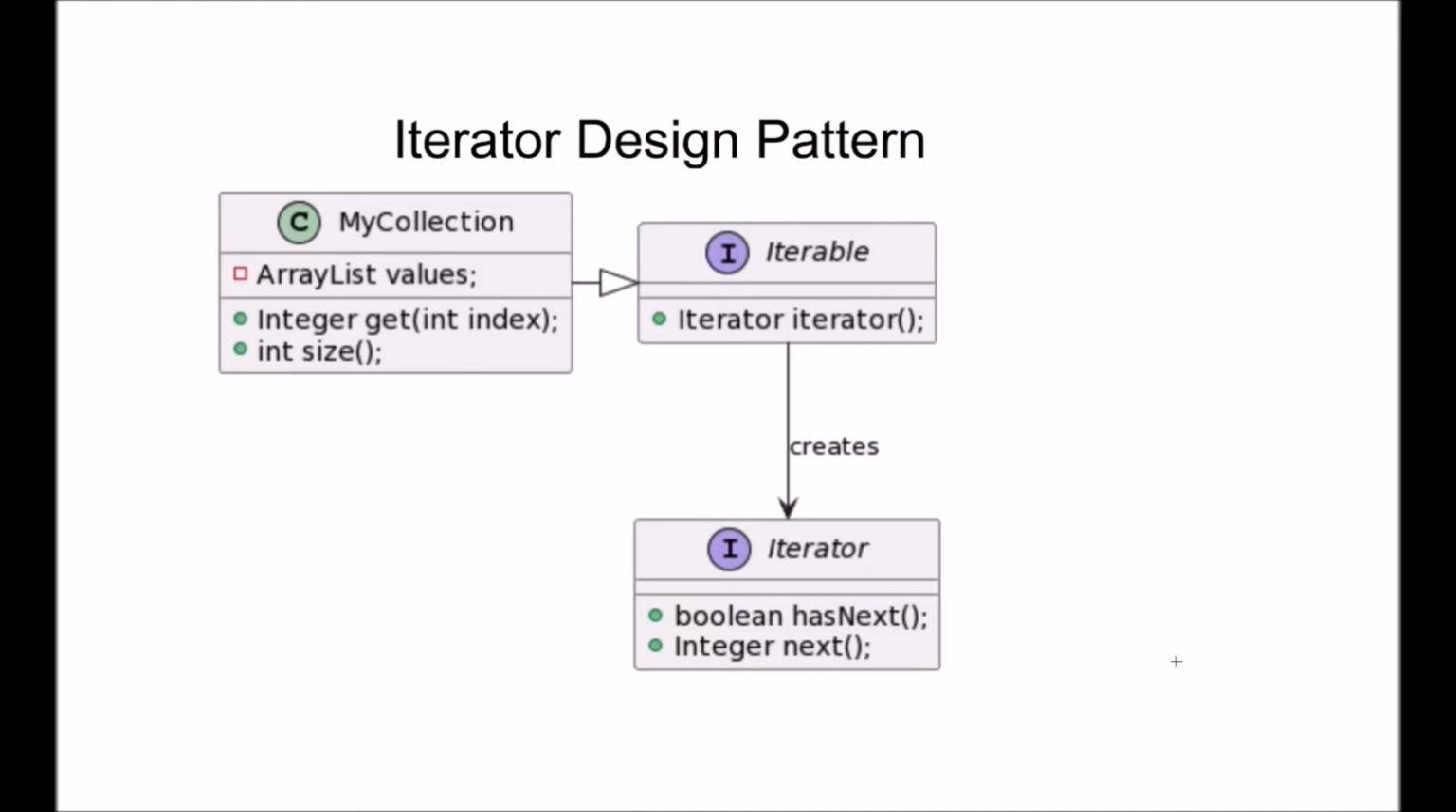Now let's take a look at the iterator interface. This interface defines two methods. The first one is named hasNext, which returns a boolean, and the second one is called next, which returns an integer. The idea is that hasNext checks if there's another element in the sequence. If that returns true, the next step is to call the next method. Next will return the next element in that sequence and move the pointer forward by one.